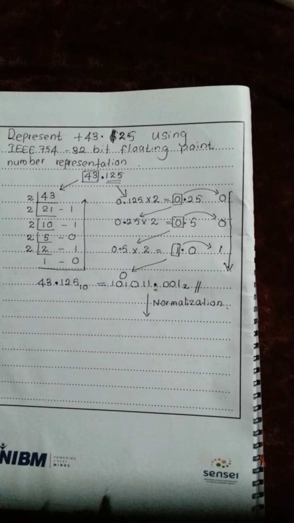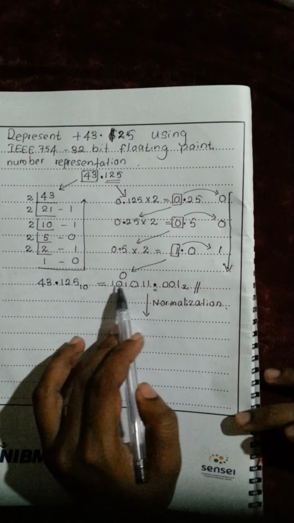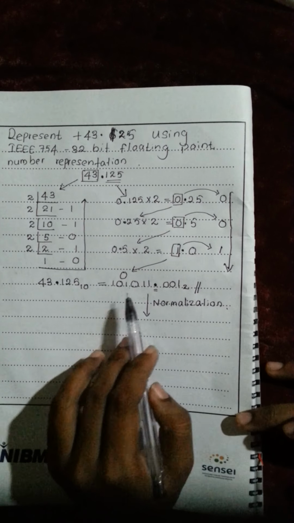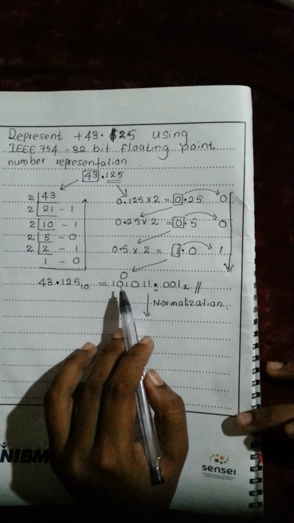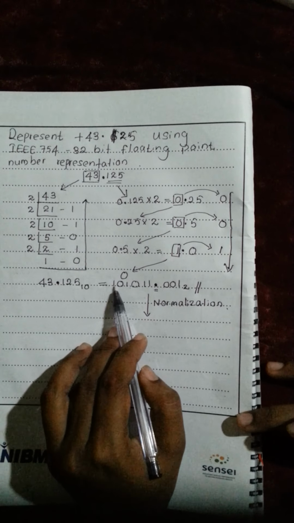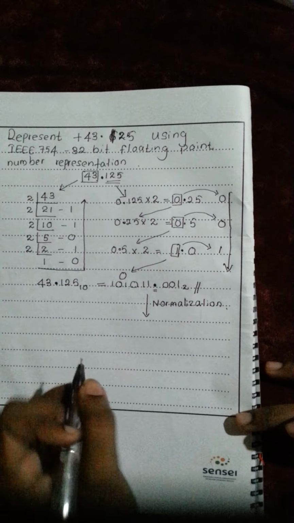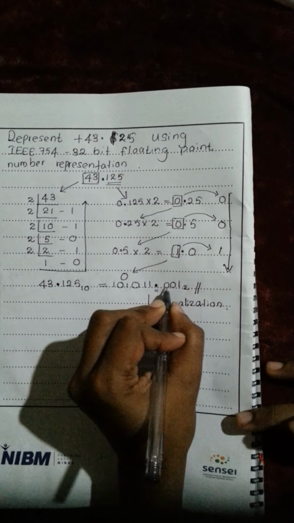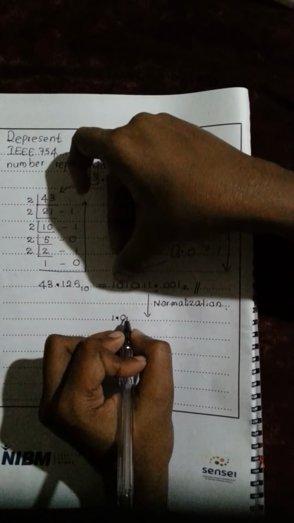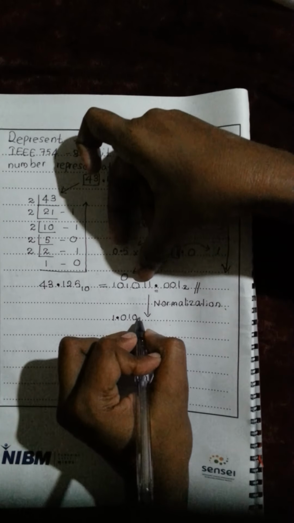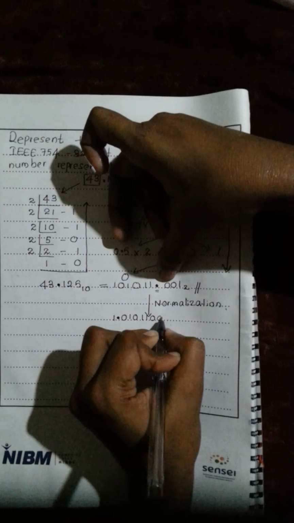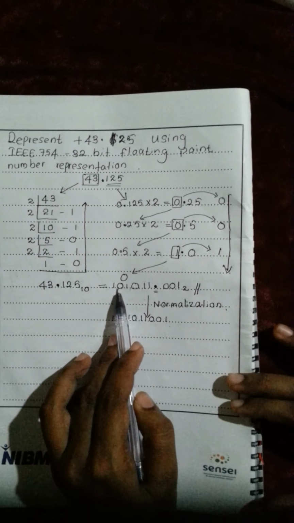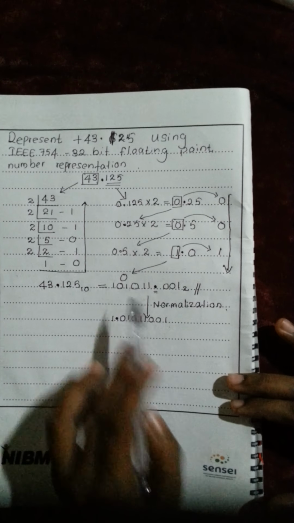What I have to do is just find the very first one in our number. The very first one in your number is this one. After that very first one, just put the binary point, I mean 1 point, and write all these things after that: 0 1 0 1 1 0 0 1. What I did is, I just took this binary point into this place after the very first one.